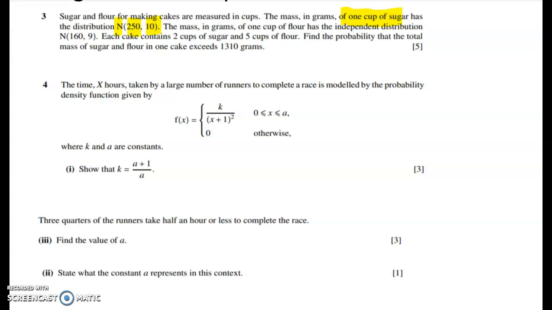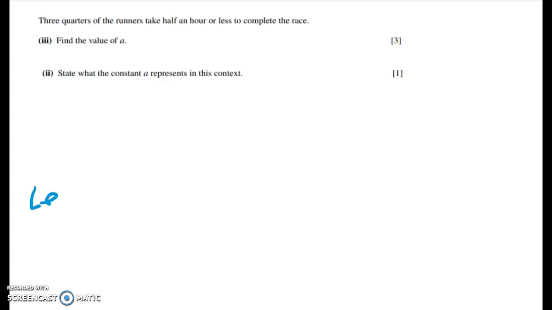And the mass in grams of 1 cup of flour has the independent distribution of this. And each cake contains 2 cups of sugar and 5 cups of flour. It's pretty straightforward. We just have to find the probability that the total mass of sugar and flour in one cake exceeds 1310 grams. So what I have to do is to set up a new random variable, and I'm going to call that T, the total.